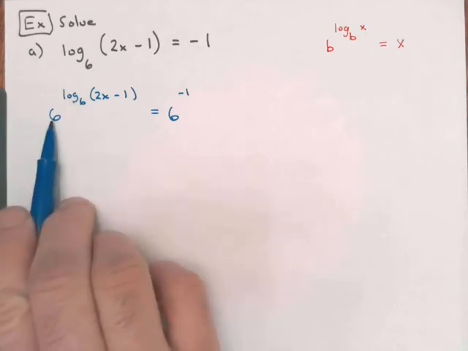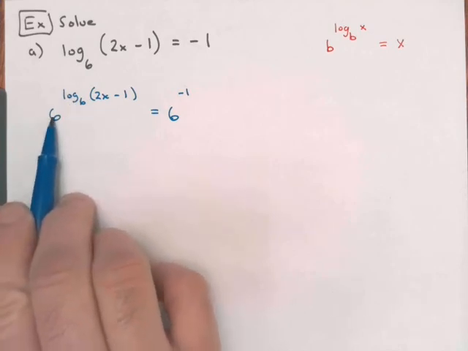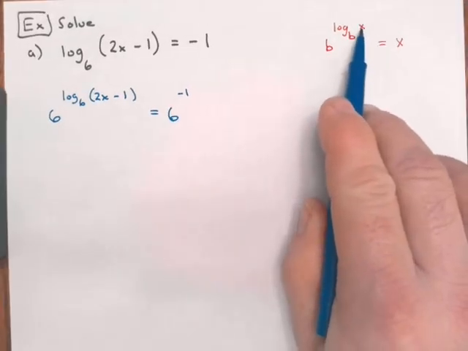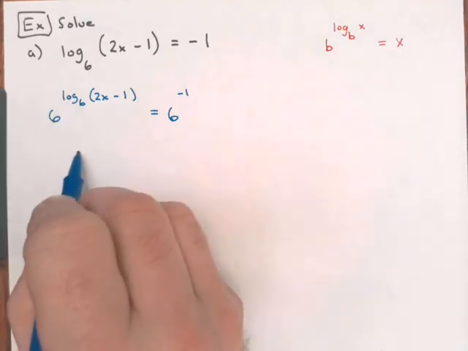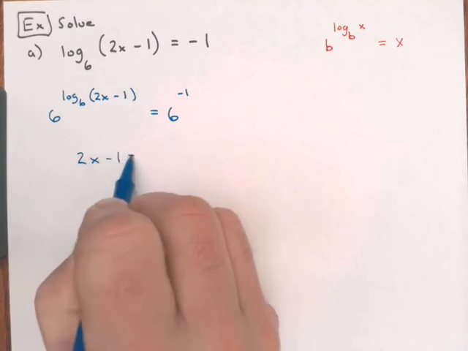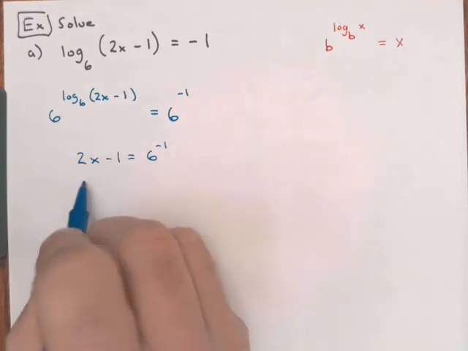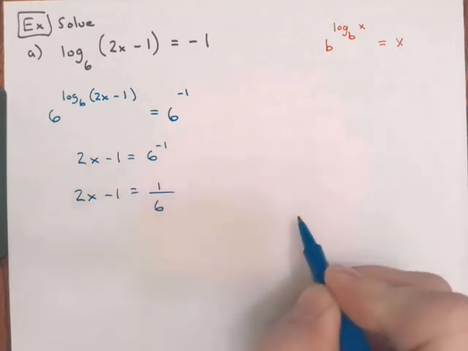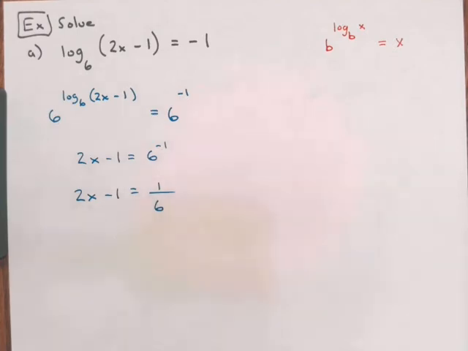So now if you take a look, we have log base 6 up in the exponent. The base of the exponent is also 6, so we can use this property, and what we will get in the next step is just the x. The 6 and the log base 6 will cancel out, so we're going to end up with 2x minus 1 is equal to 6 to the negative 1 power. 6 to the negative 1 power is the same thing as 1 over 6 to the first power.